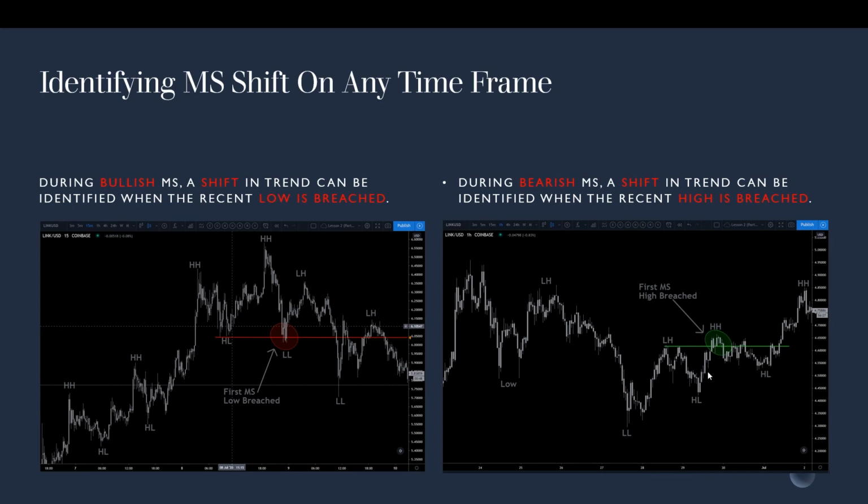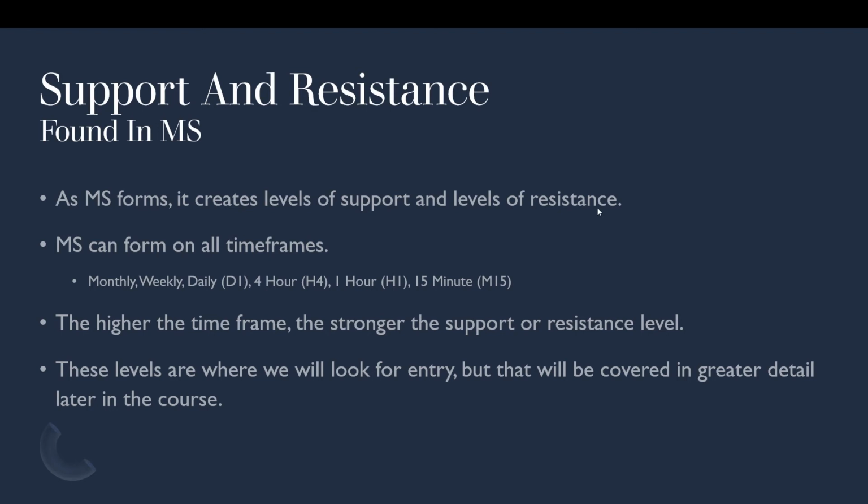You have endless markets to trade, and they all operate based on supply and demand, which is what forms the market structure. So looking for that first low to be breached or that first high to be breached, and now you've got that potential shift in structure. Support and resistance found in market structure. Market structure generates great support and resistance that's going to offer a good trading opportunity.